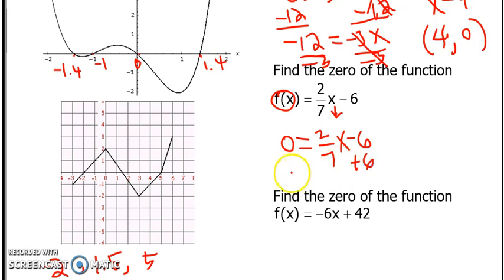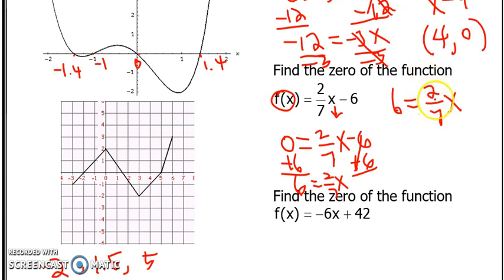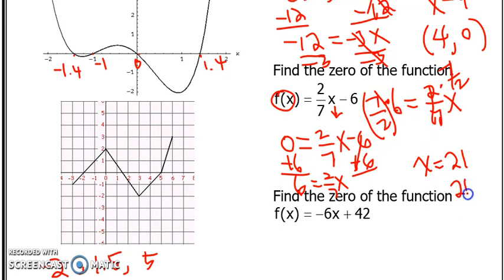We're going to add 6 on each side. 0 plus 6 is 6 equals 2 over 7x. We're going to multiply each side by 7 over 2, which is the inverse. So this will cancel. And then you're going to do 7 over 2 in parentheses times 6. You can do that on the calculator. And then x equals 21. So the answer is (21, 0).